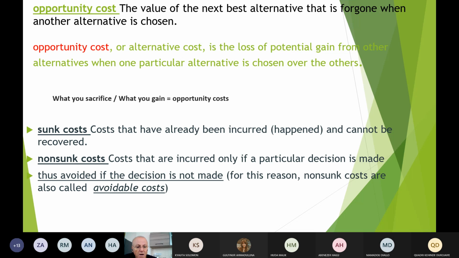And from this aspect, when we are looking at the sunk cost, it is the cost that has already been incurred or happened and cannot be recovered. Non-sunk costs are incurred only if a particular decision is made, thus avoided if the decision is not made. For this reason non-sunk costs are also called avoidable costs. Therefore, if sunk cost is the subject, then you cannot change it. And if non-sunk cost is the subject, then you can avoid it because the decision is not already realized.